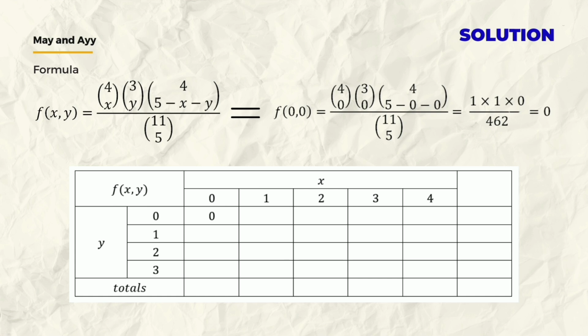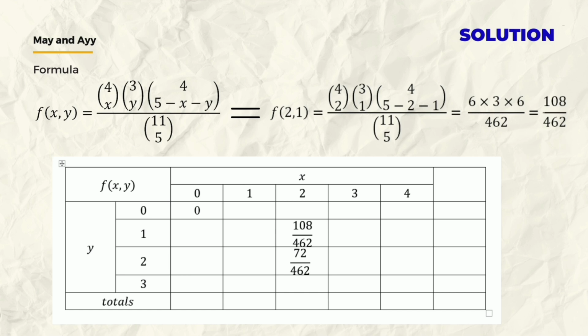Why? Because you can see the blue cubes part. We cannot draw 5 blue cubes out of 4 blue cubes, right? So the result will be 0. Then we put it in here like this, and we have another one.